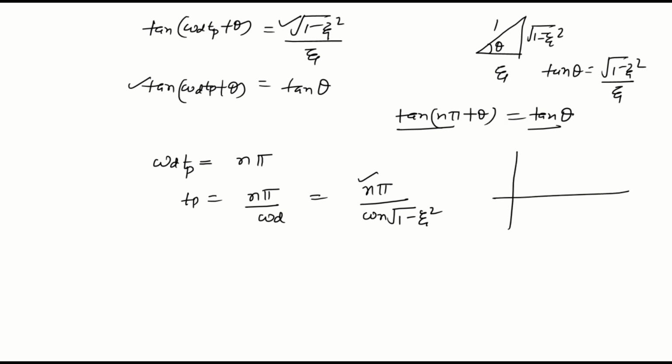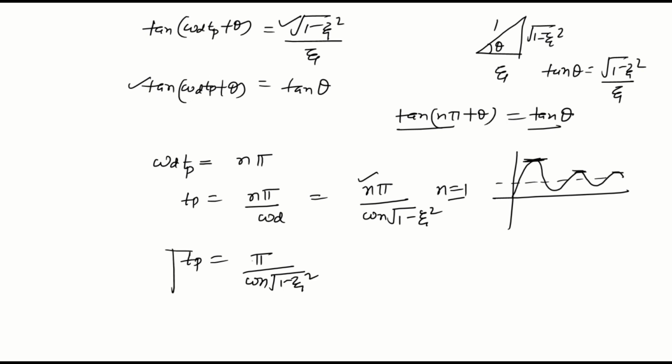Now what is the value of n here? Since the slope will be 0 at each maxima, but the peak value will be the first maxima, the value of n should be 1. So the final expression for the peak time will be pi divided by omega n square root of 1 minus zeta square. This will be the value of peak time. I hope you understood this.